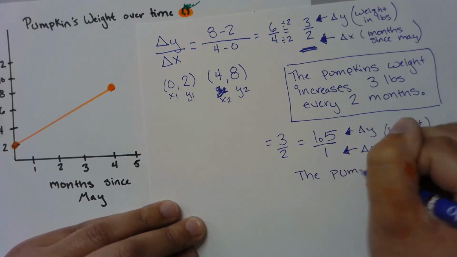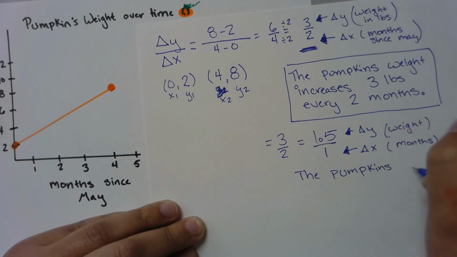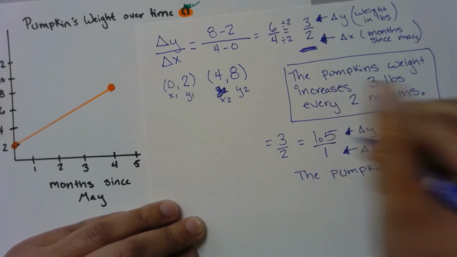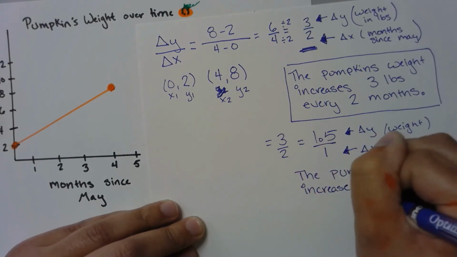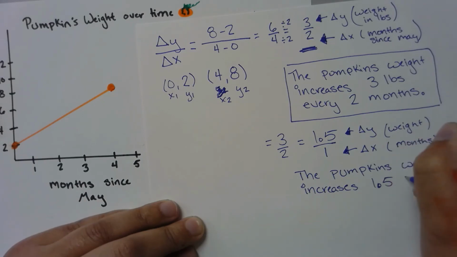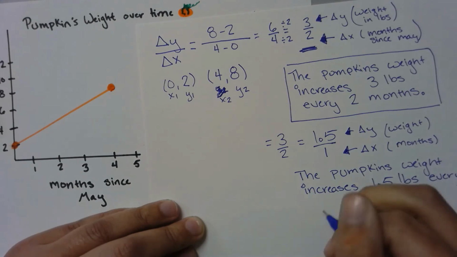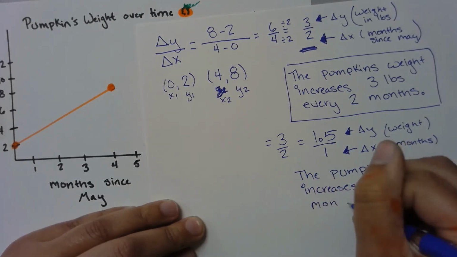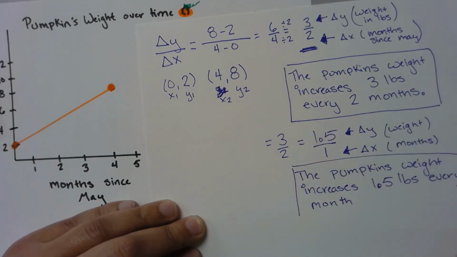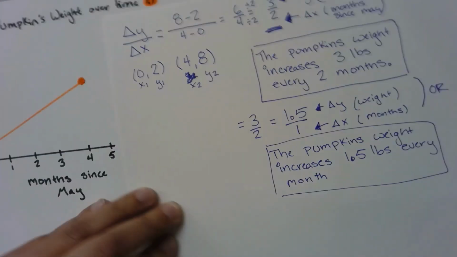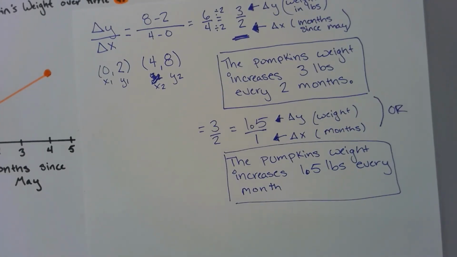They would say the pumpkin's weight increases because it's a positive 1.5 every month. Both of these are the same answer. So I don't actually care which one you give. Interpreting slope in a nutshell. Let me know if you have questions.